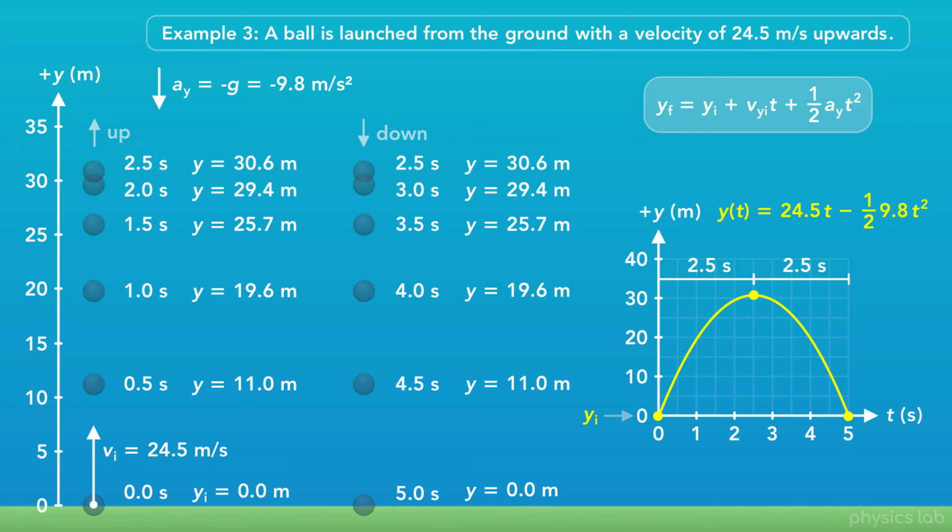Notice that the time at the maximum height is half of the total time. That's because this trajectory is symmetric. It takes 2.5 seconds to go up and 2.5 seconds to fall down.